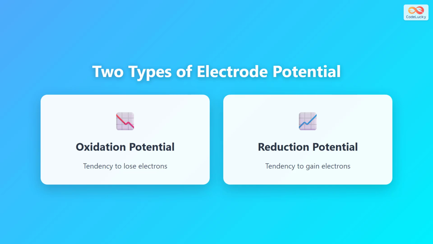Electrode potential can be categorized into two main types. First, we have oxidation potential, which measures the tendency of a species to lose electrons, in other words, to undergo oxidation. Second, we have reduction potential, which measures the tendency to gain electrons or undergo reduction. These two are essentially opposite perspectives of the same electrochemical behavior. In modern electrochemistry, we primarily use reduction potentials as the standard convention, which means we express all electrode reactions in terms of their tendency to be reduced. Understanding both concepts helps us grasp the complete picture of electron transfer reactions.